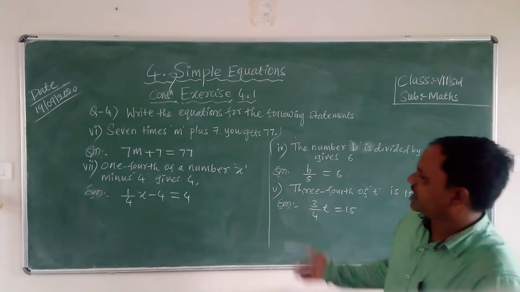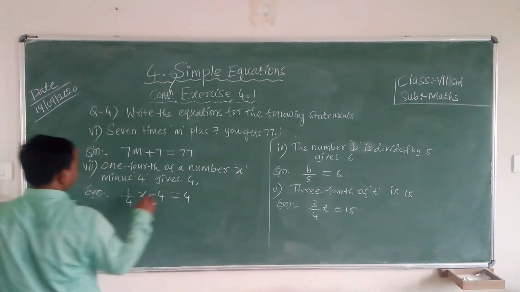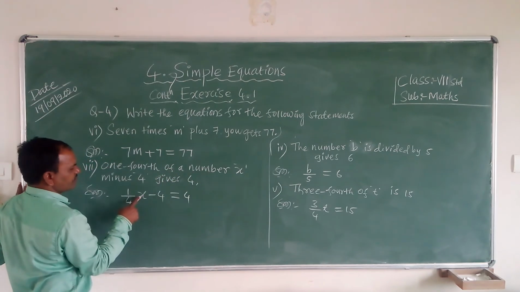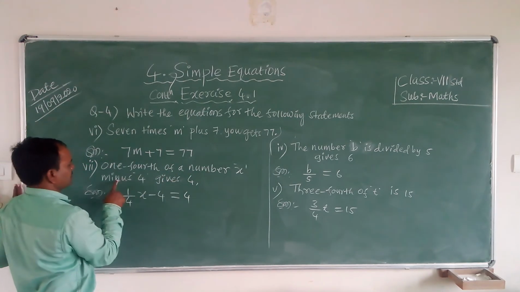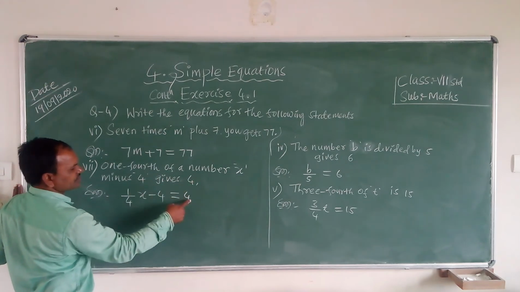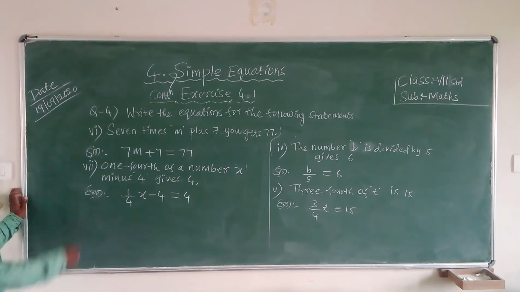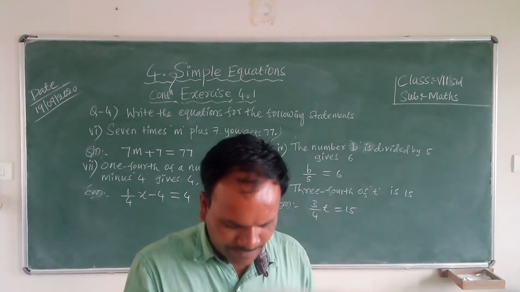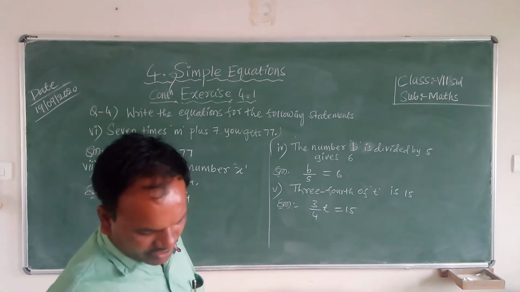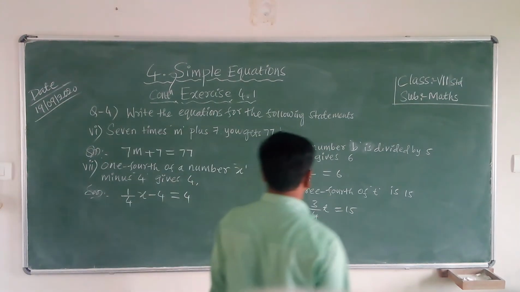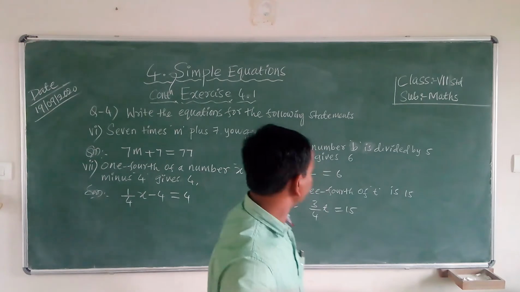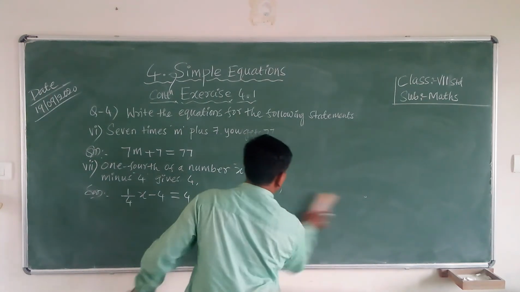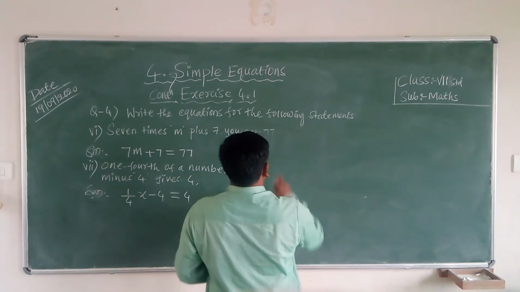My dear students, like this you have to see here. 1/4 of a number means what? 1/4 into number x minus 4 is equal to 4. Like this you have to write the statement in the equation form. So, eighth one.